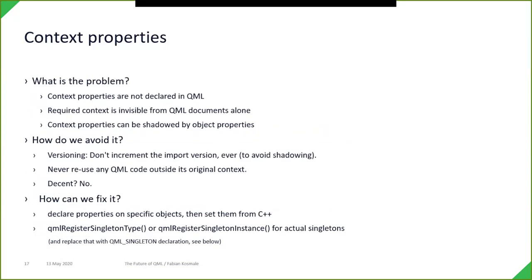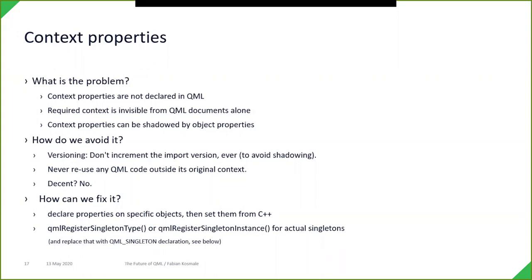So what is the problem here? Context properties are not declared in QML. They come from some outer context and are normally inserted by C++. The context that we require is not visible if you only look at the QML document. And it's quite easy to shadow these properties with properties from the current element.